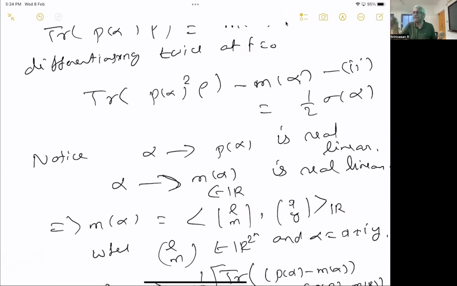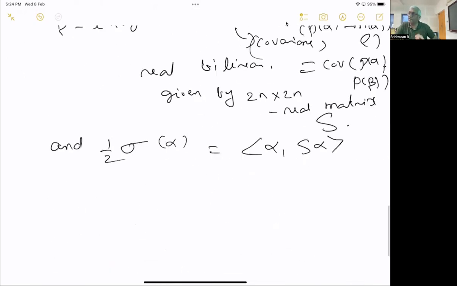It is the expectation of (x minus x bar) whole square. Or we can write it in the other way also. There are two ways of writing the variance. So if you use that, this is precisely the variance. So this implies half sigma alpha is equal to this.